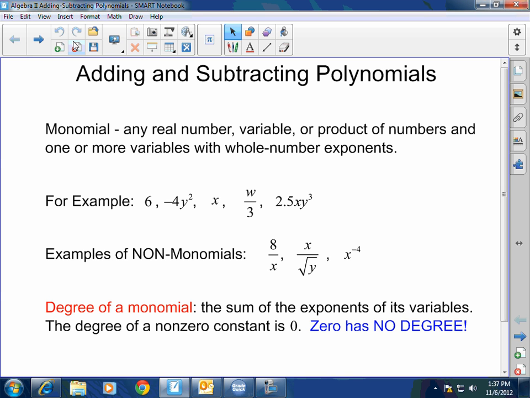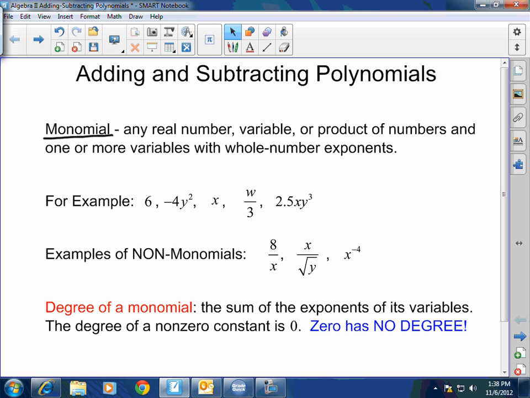Does anyone remember what a term was? Yes, sir. Okay, he gave me an example of what a term is. 6x, that's a term. A term is any number, variable, or product of numbers or variables. Very similar to what a monomial is. A monomial is any real number, variable, or product of numbers and one or more variables with whole number exponents. That's very important.